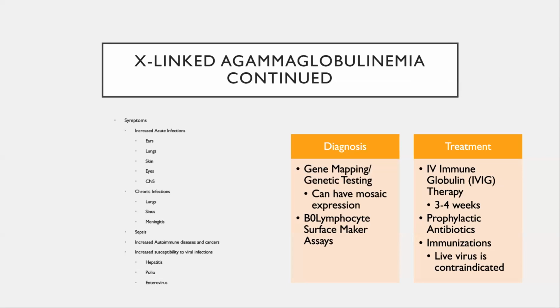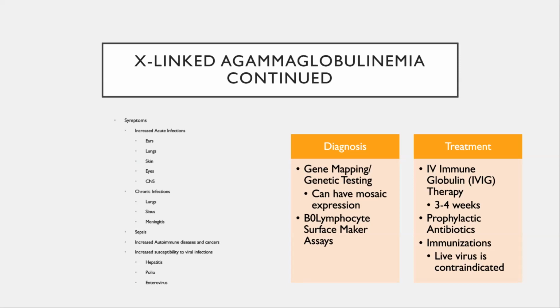Diagnostics would be gene mapping and genetic testing. This particular disorder has what we call mosaic expression. So if someone is a carrier for this disorder, they may have partial symptoms. We can also look for B lymphocyte surface marker assays.